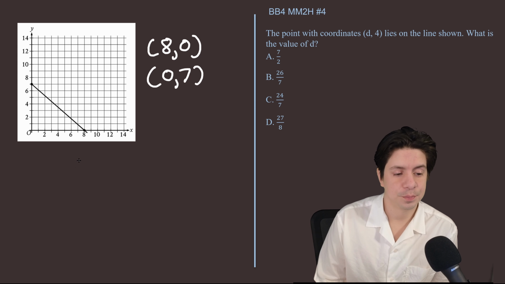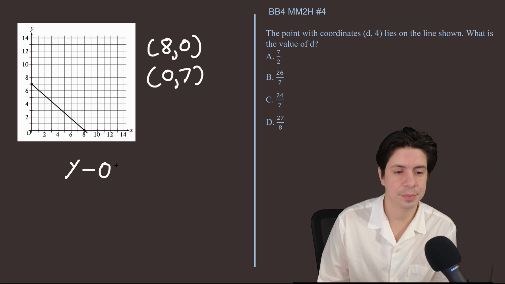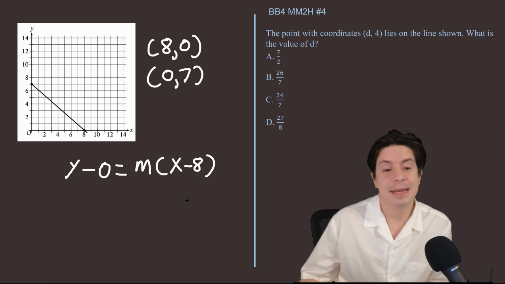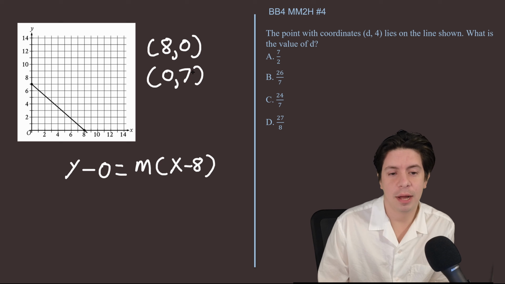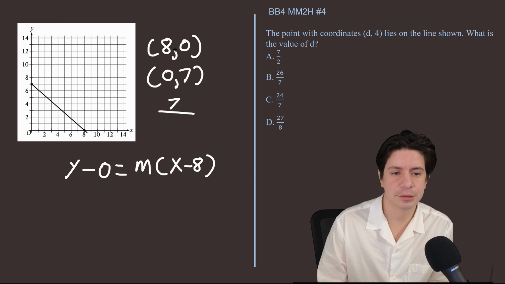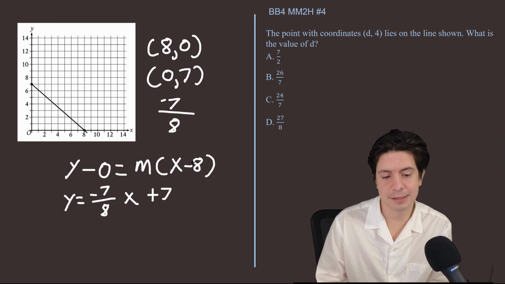So I'm going to do y minus y1. Let's do this point here. 8, comma 0. So it's going to be 0 equals m times x minus 8. And now you can find the slope by doing y1 minus y2. So that'll be 7 minus 0, you could say. So it'll be 7 over 0 minus 8 will be negative 8. So you have negative 7/8. So our values are going to be y equals negative 7/8 x plus 7 when we distribute the negative 7/8 to that.